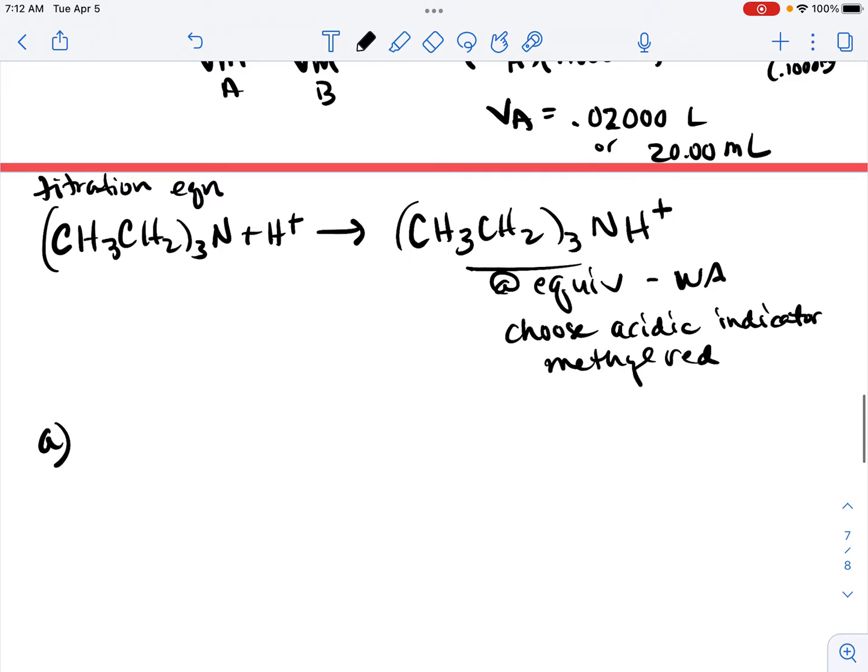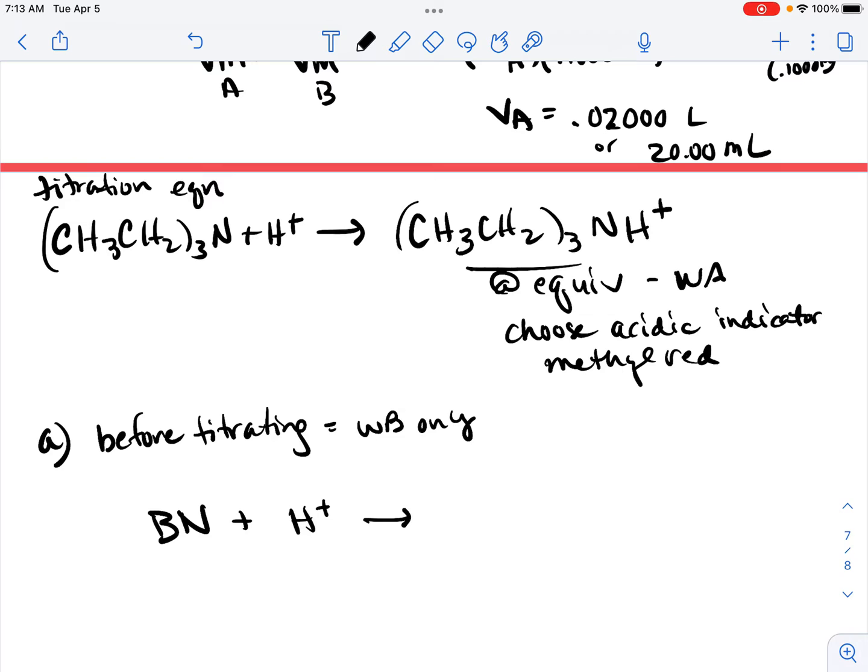So now let's go ahead and get started. A is before titrating. And so this is my weak base only. I'm going to change what I call this. I'm going to call it B because it's a base, since I want this to be something that's way faster for us to write. I'm sorry, in this case, before I'm titrating, this is my base in water.